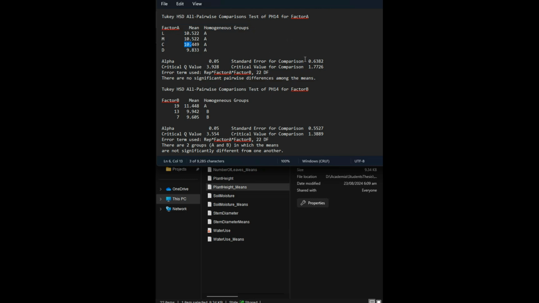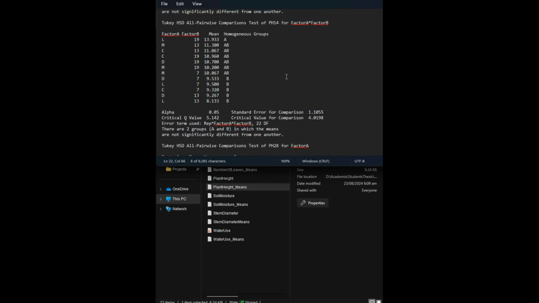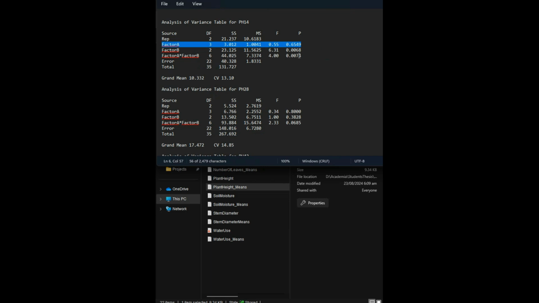If you consider factor B, this is the second table, which is for factor B. It is written here. For factor B, you will see the HSD value here. The critical value for comparison is the HSD value. This is the value you will record in your chapter 4 table as HSD. That is it. For the interaction too, I think it was significant. Yes, that one too was significant. The interaction was significant at 14 days after planting for plant height.